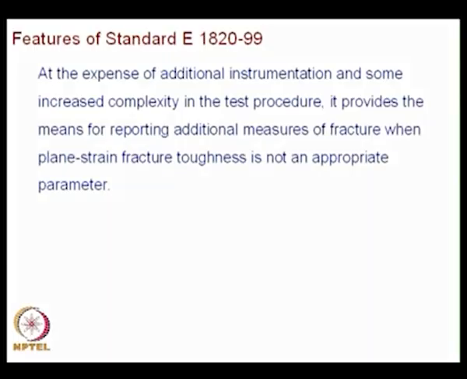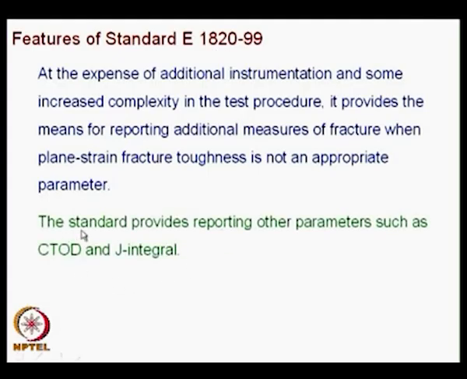But at the end of the test, if you find that your geometric parameters were not all right, you simply discard. In order to avoid that, you have to pay a price. The price you pay here is additional instrumentation and some increased complexity in the test procedure. We are not getting into the test procedure, but we at least know that if you want to do that, go to code E1820, and the standard provides for reporting other parameters such as CTOD and J integral. These are meant for essentially elastoplastic fracture mechanics. So, you do not give up; you try to get other fracture parameters from the test.